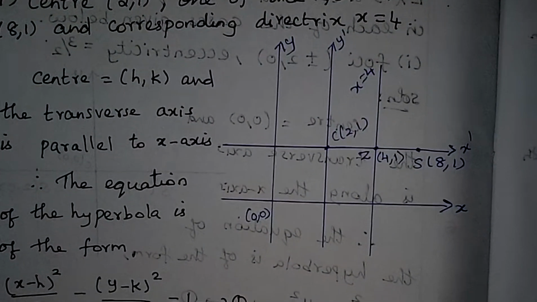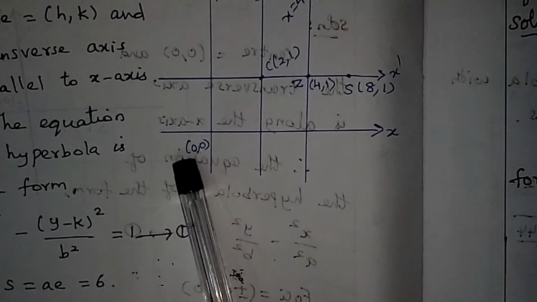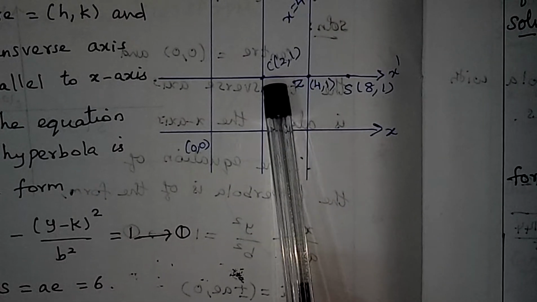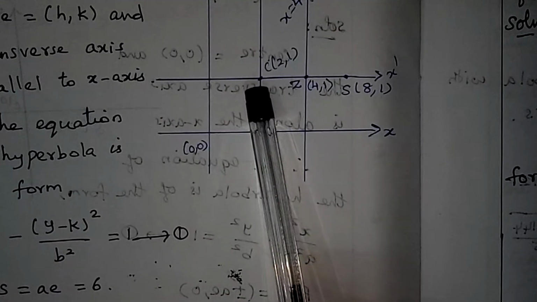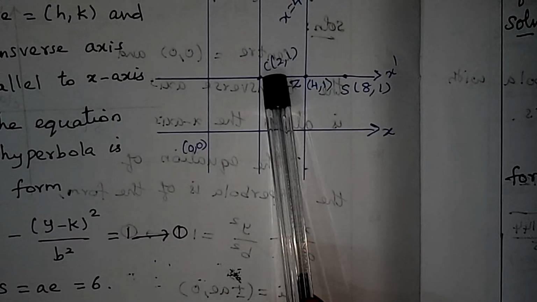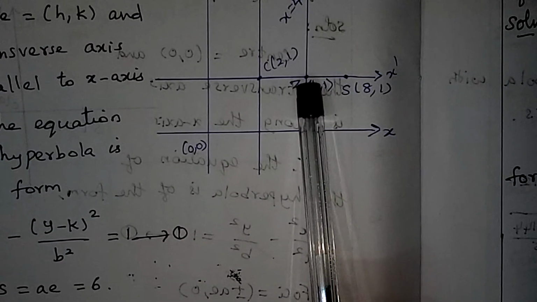Okay, so you can draw the diagram. X-axis and y-axis are given. You can mark the origin. After that you mark the center. Center is 2, 1. At this point you draw another set of axes, x dash, y dash. Then the directrix is given. It is x equal to 4. So for the center the x value is 2, isn't it? So after that only, x equal to 4 you will get.